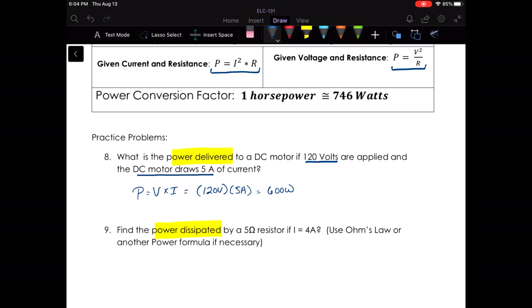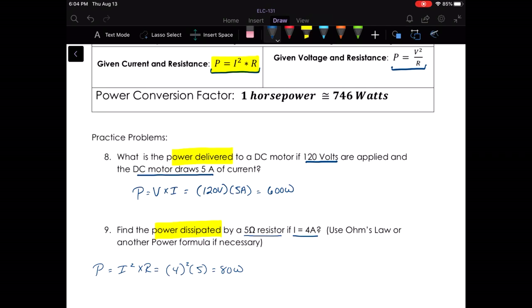Okay, so we have a 5 ohm resistor, and we have a current of 4 amperes. So since we have current and resistance, I'm going to use this equation right here. P is equal to I squared times R, where the current is 4 amps and the resistance is 5 ohms. So that gives us 80 watts.